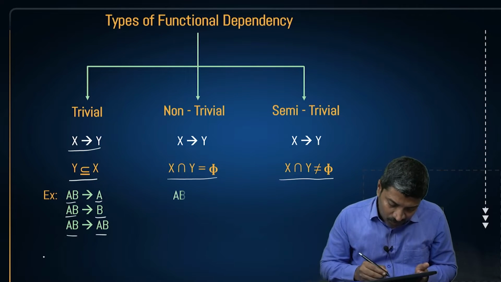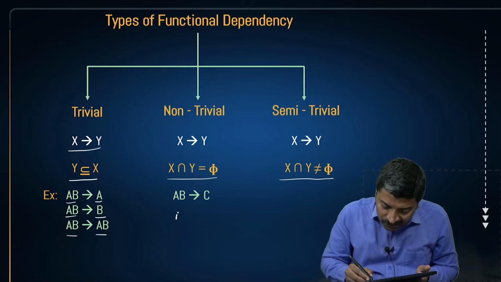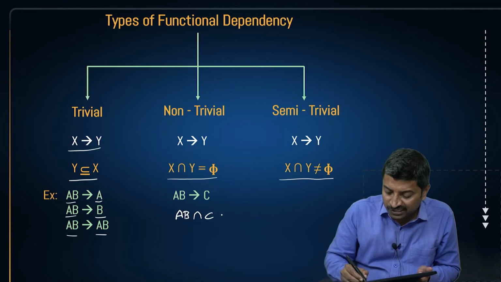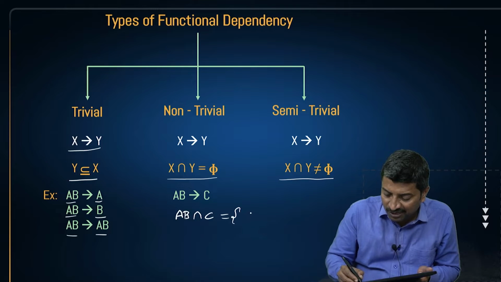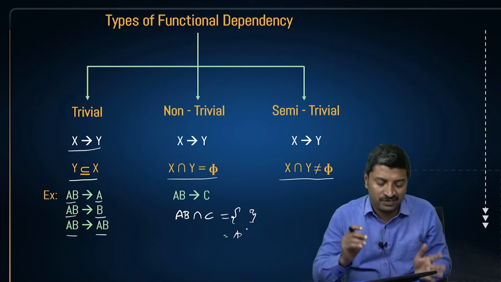So let me give one more example for non-trivial. AB goes to C. What is the intersection of the left hand side and right hand side? The left hand side is AB and right hand side is C. What is the intersection of these two, sir? You don't have any common elements. That means the intersection is empty. So we can say it is a non-trivial functional dependency.